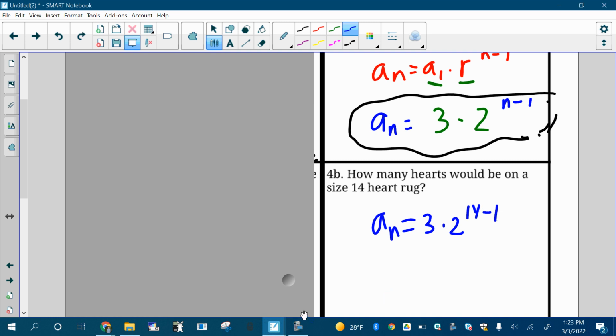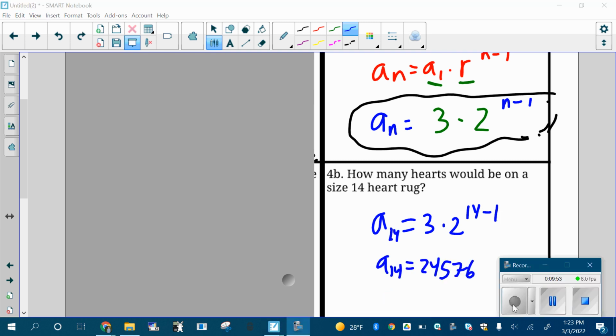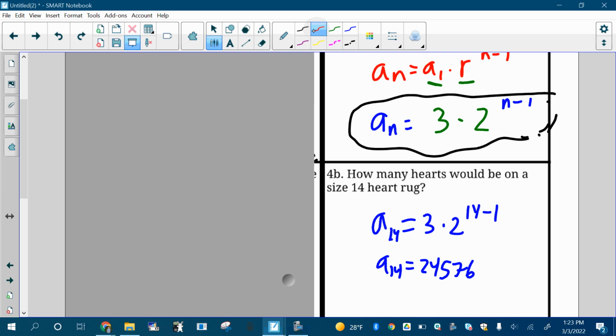Type that into my calculator for sure, and I get that the 14th size rug would have 24,576 hearts. Seems like a lot, but with that doubling pattern, remember, it just grows really fast. If you're confused about this, it might be helpful to label our equation, kind of like we have for the other one. Here again, n is what size rug we're talking about, and a sub n is the number of hearts.